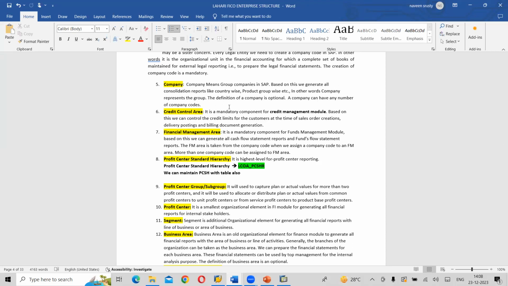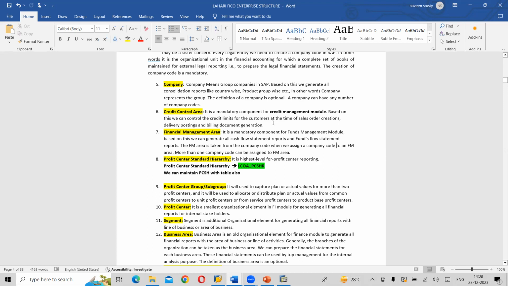But what is our role as an FI consultant? We will just create a credit control area. That's it. Understood? The naming convention will be given by your project manager. You need to create a credit control area with this particular name, and we will hand it over to the credit management consultant. So the amount limit and all those things, those people will take care of. Is this clear? Based on this, we can control the credit limits for the customers.